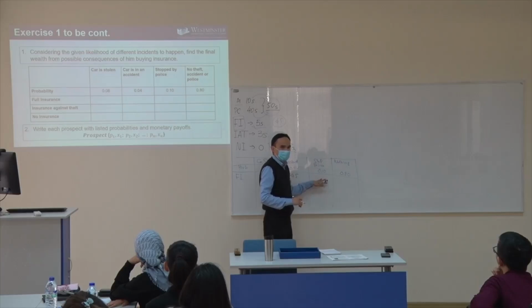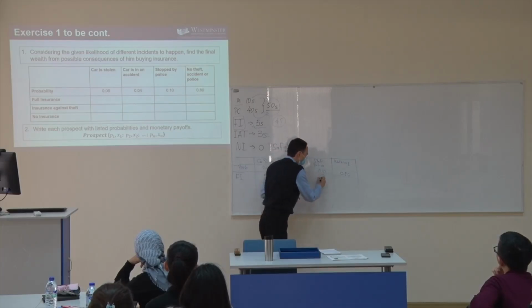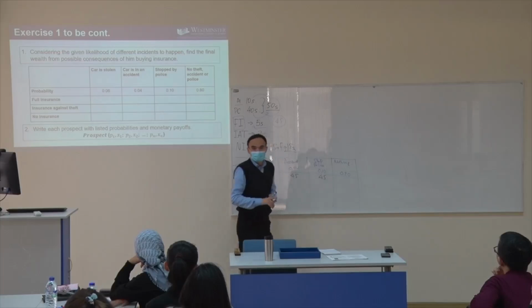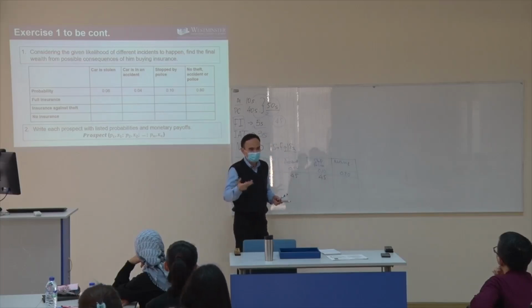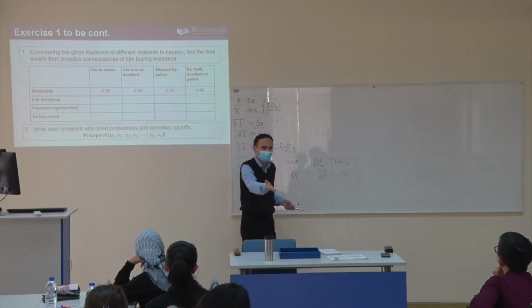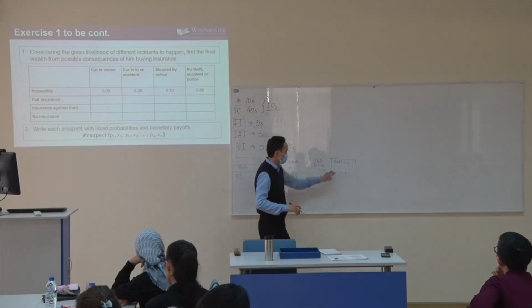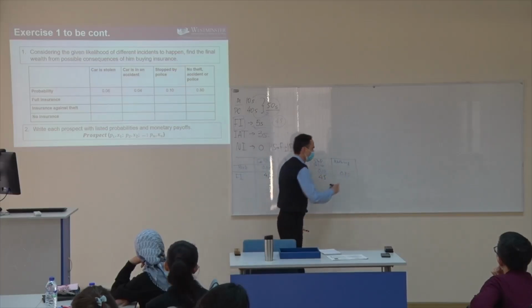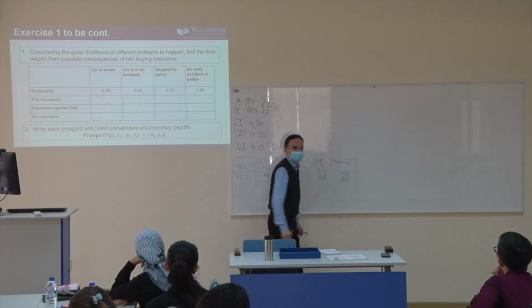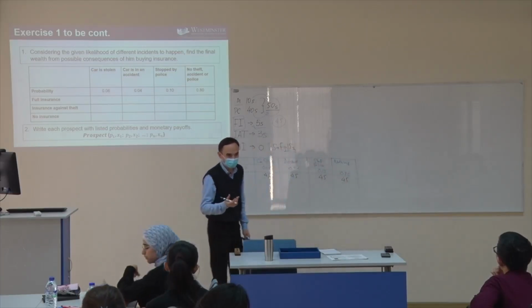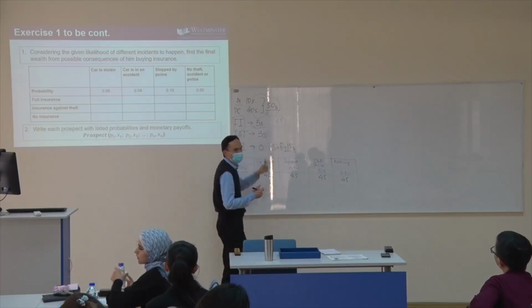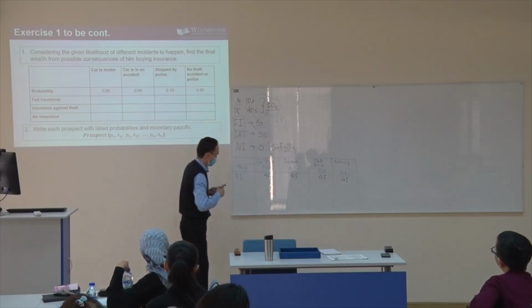I was stopped by police. What will happen? How much wealth am I going to have? 45. If police stops me, what is the police officer going to ask me? Show me the document, whether you have insurance or not. Here, full insurance. Oh, good. You can go. No problem. 45. If nothing happens, it is still 45, because I already paid. So this is the case of full insurance. Good.